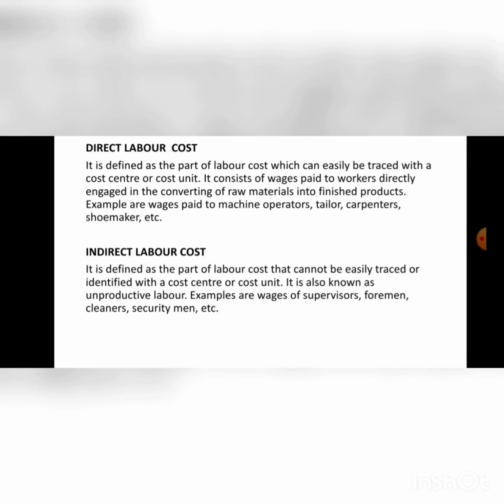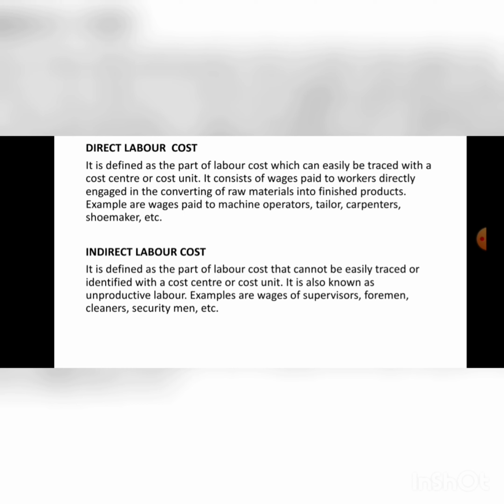Let's look at what direct labor cost is. Direct labor cost is defined as the part of labor cost which can easily be traced with a cost center or cost unit.